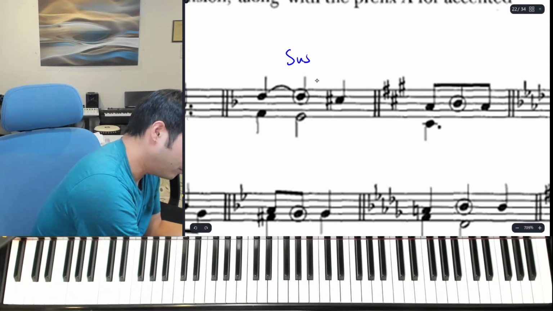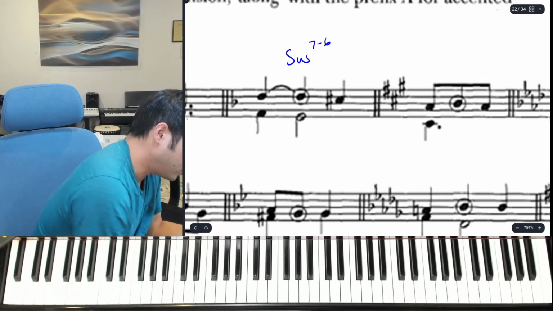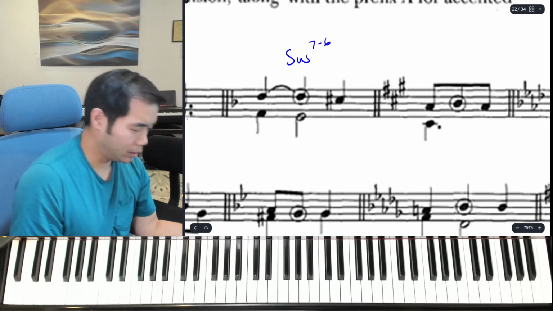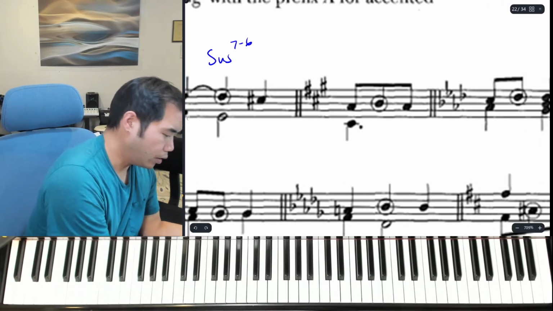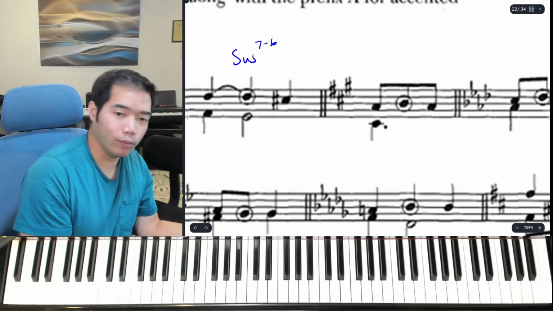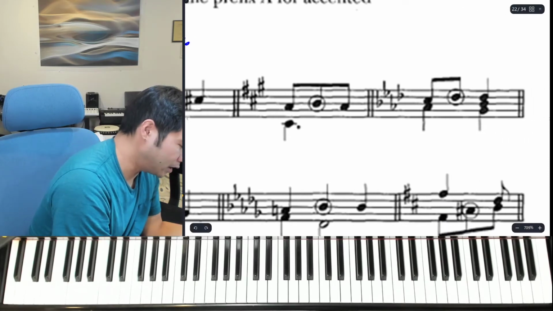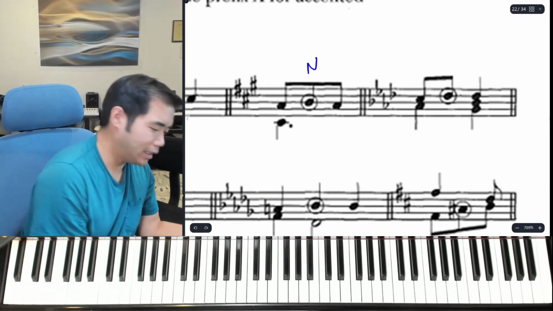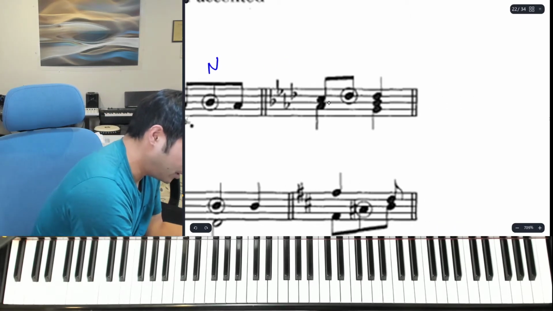And then we don't have to do this, but let's go ahead and do it. Dealing with a 7-6 suspension because it's a 7th here resolving to a 6th. All suspensions are accented, so don't bother calling it an accented suspension. Next one here, we're dealing with a neighbor tone, right? Because we're going up to the neighbor and back down. The next example here, you're dealing with an anticipation, because here's the D. We're anticipating the D.